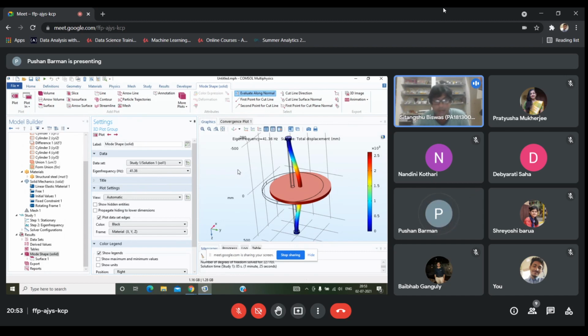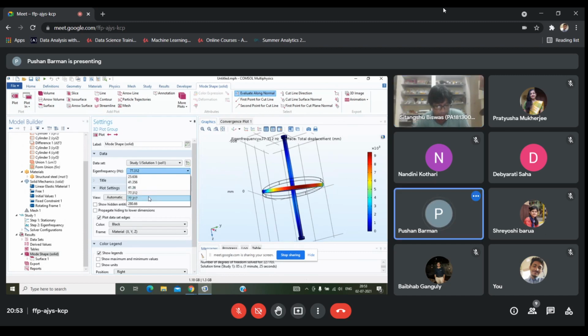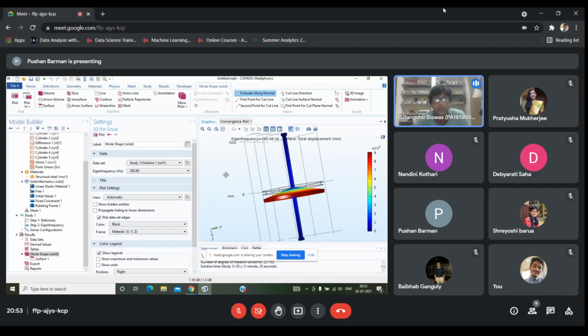You go to another frequency. Okay, no problem. Plot. You see, now you tilt it slightly. You see, in that it will be like this. You go to another eigenfrequency. You see, your disk will be behaving like this.